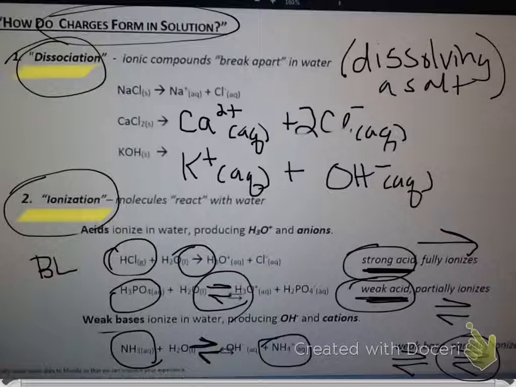These are the two ways. If you have a salt, salts dissolve in water or they don't. They will always dissociate. Strong bases, where are they put on the list? Well, strong bases are things like sodium hydroxide and calcium hydroxide. Those will actually be found on the dissociation list because they are ionic compounds.